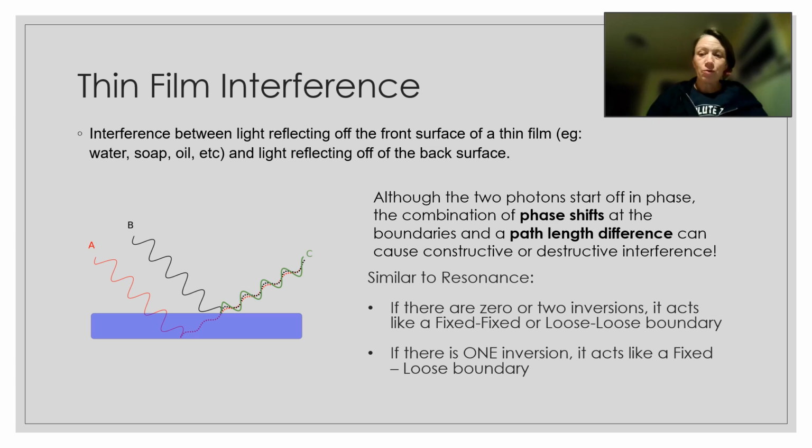If this feels like resonance, it's very similar to resonance. You can kind of imagine in your brain the number of inversions acting like the end members of the resonance, 0 and 2 kind of like a fixed or a loose boundary, and the math is going to turn out the same way. If there is one inversion at one of the two boundaries of the media, then it's going to act like a fixed-loose boundary. I'll show you some details about that in the next couple slides.